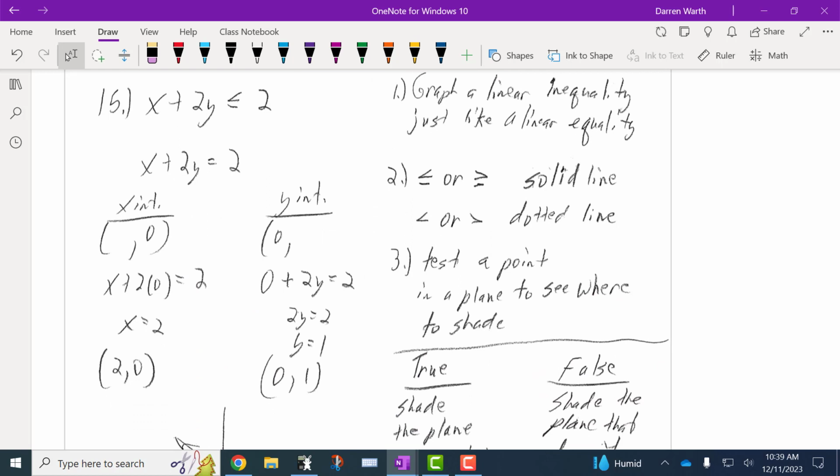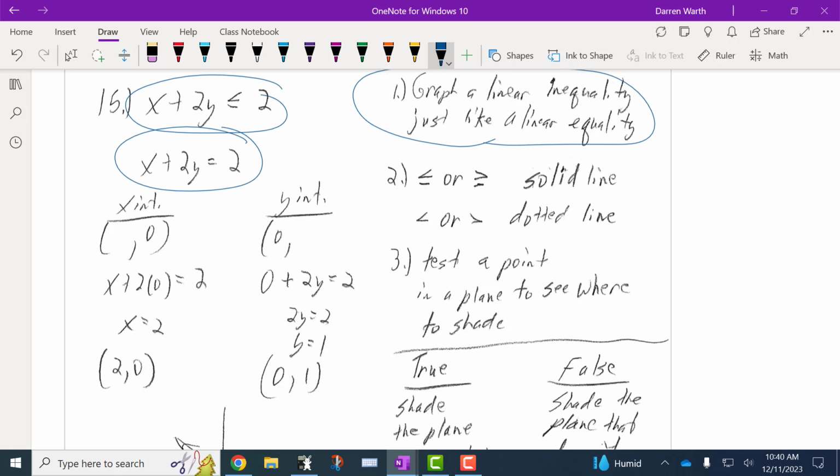is less than or equal to 2. I need to remind myself that I'm going to graph a linear inequality just like a linear equality, so that's why I rewrite this. It's the same thing as graphing X plus 2Y equals 2. For the x-intercept, I make Y equal to 0 and solve for X. So in my equation I put in a 0 and end up with X plus 2 times 0 equals 2. 2 times 0 is 0, so X is going to equal 2. There's my x-intercept at 2.